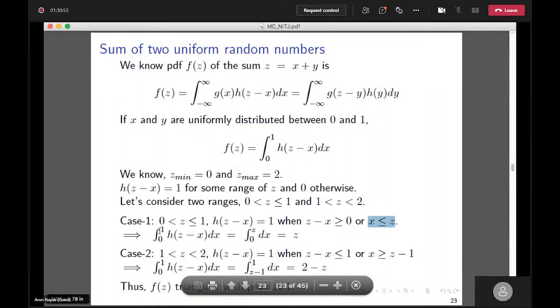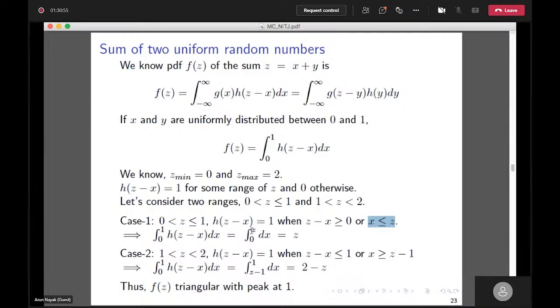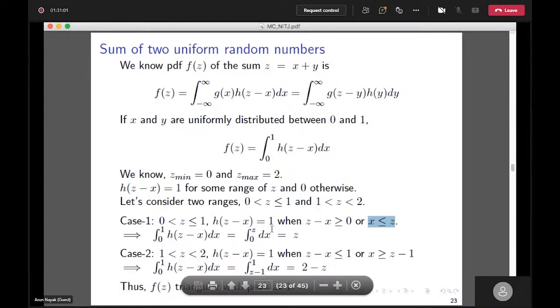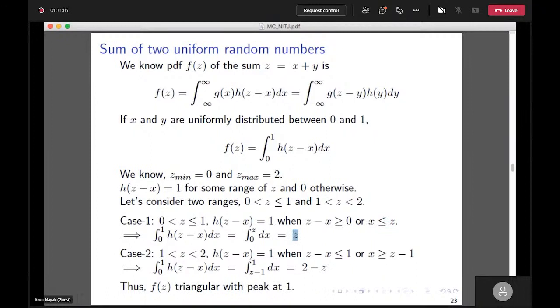So then this integration will be replaced by 0 to z, because from z to 1 the integrand becomes 0, and that gives you z. Similarly, you can do the integration for the second case when z is between 1 and 2, and you will get this integration to be 2 minus z.